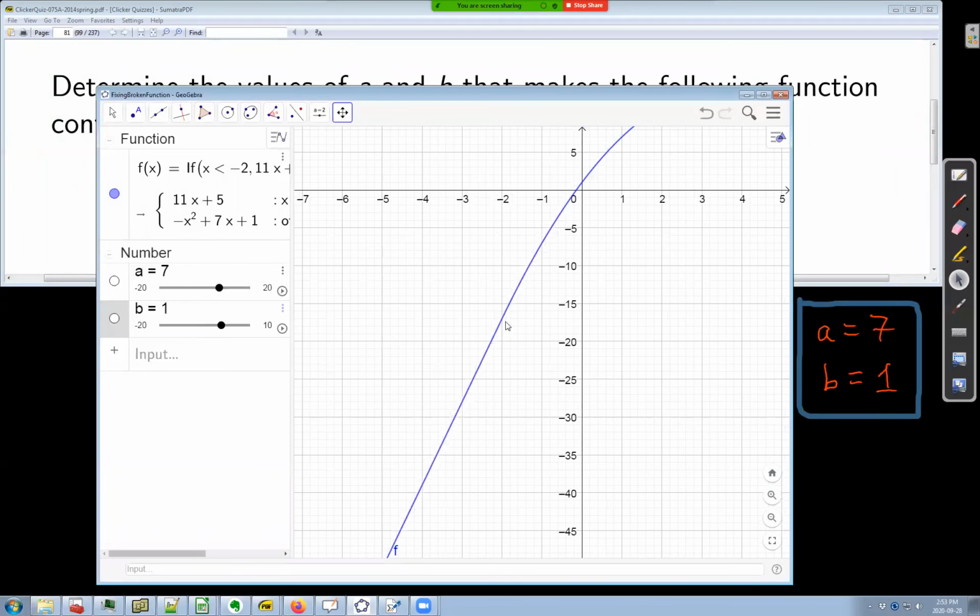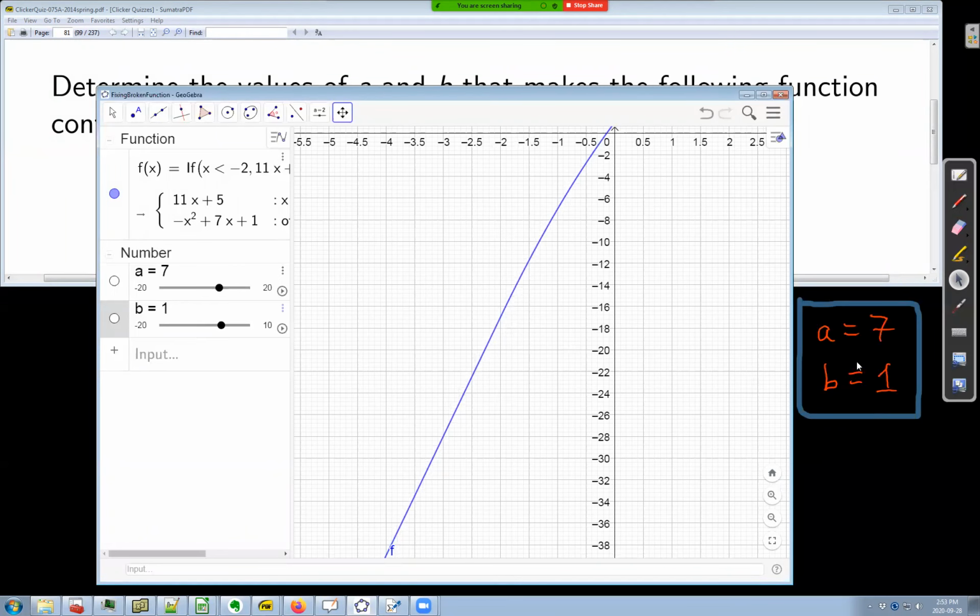And the mathematics tells us that the way they join up right there is perfectly smooth. They completely match slopes right at that join point. So, all right, that's how you do problems like that.